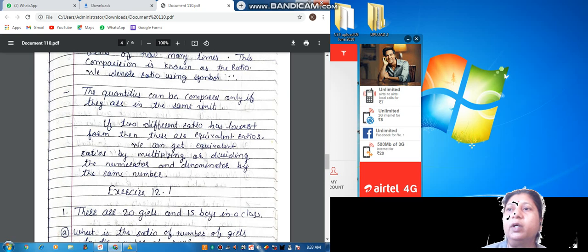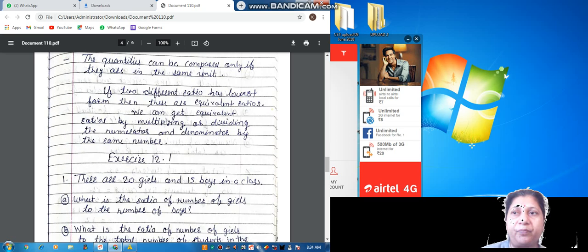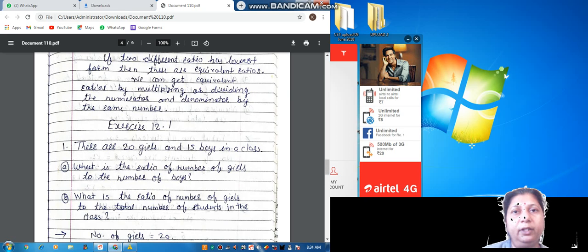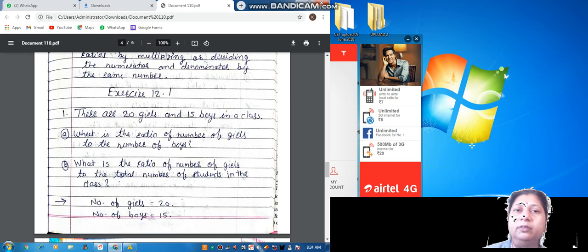Now, if two different ratios have the lowest term form the same, then they are equivalent ratios. We can get an equivalent ratio by multiplying or dividing the numerator and denominator by the same number. So we are already clear about this concept. So we have to write it here and then we will start exercise 12.1. Okay. So shall we start now? Fine. So let's see the first example.